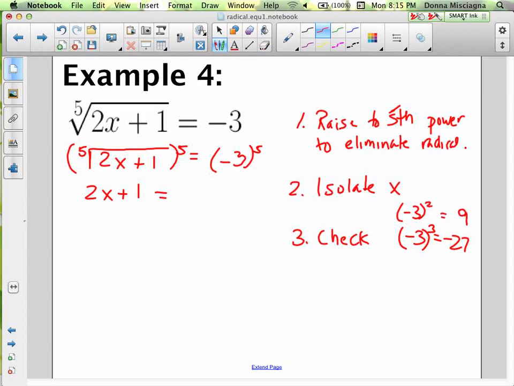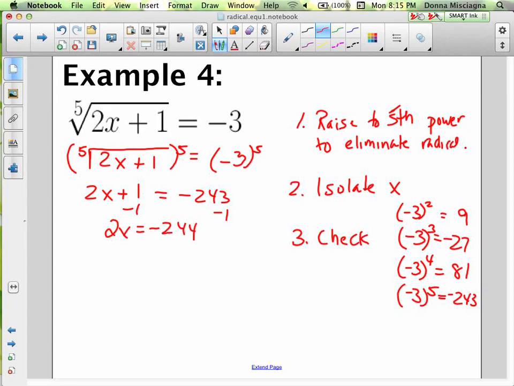Positive 9. And negative 3 to the fourth power, that's going to be positive 81, because you just multiplied negative 27 times negative 3 and it'd be positive 81. And if we raise it one more time, so we'd have 81 times negative 3, that's going to be negative 243. So negative 243. Now we need to solve for x, so we'll subtract 1 from both sides. So we have 2x is equal to negative 244, and then divide by 2. And that's going to give us negative 122.